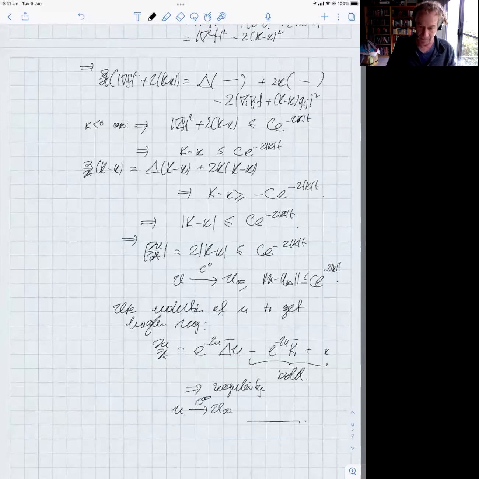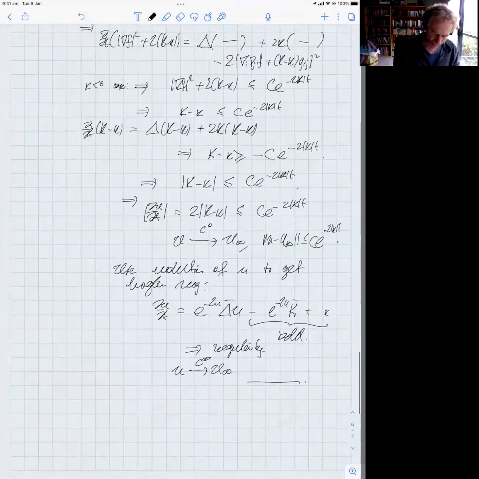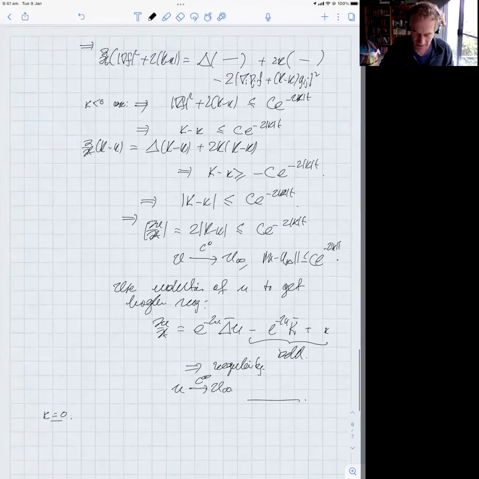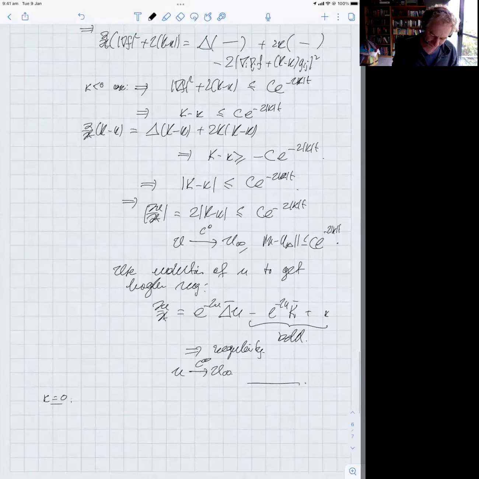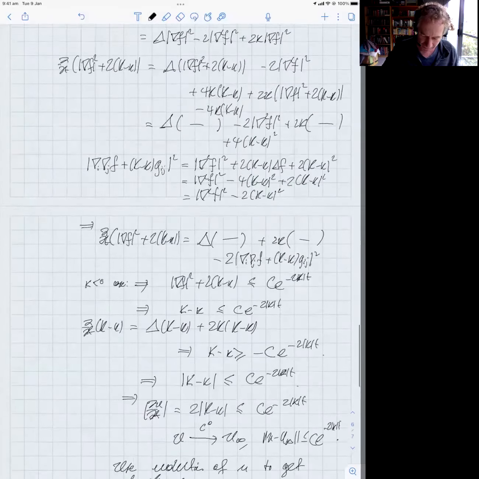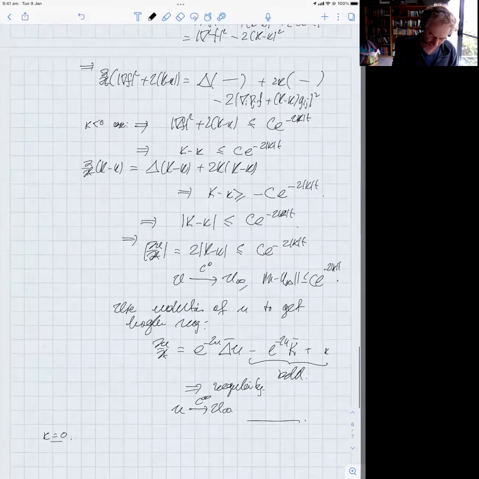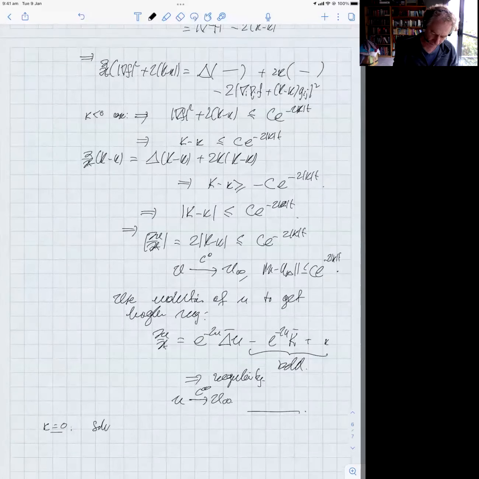Okay, so that case is easy. In the k equals 0 case, well, this argument doesn't work so easily, but given that I'm solving this potential function anyway, let me just observe if I solve Laplace f plus k g0 equals 0, right? So I know I can do that at time 0.